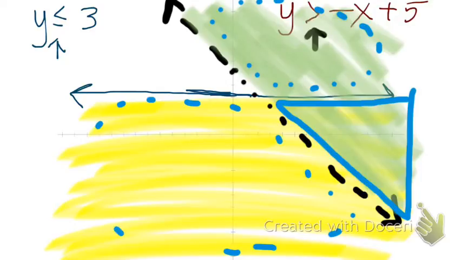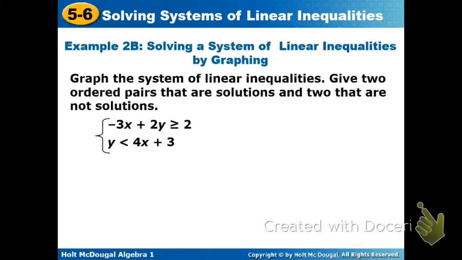Alrighty, so let's go ahead and start another problem. So we'll clear that off my screen. We're going to go to this one. Negative 3x plus 2y is greater than or equal to 2. So before we can do anything with that one on the graph, we've got to put it into slope-intercept form. So first things first, we need to move that negative 3x to the other side. So when we do this, we get 2y is greater than or equal to 3x plus 2.